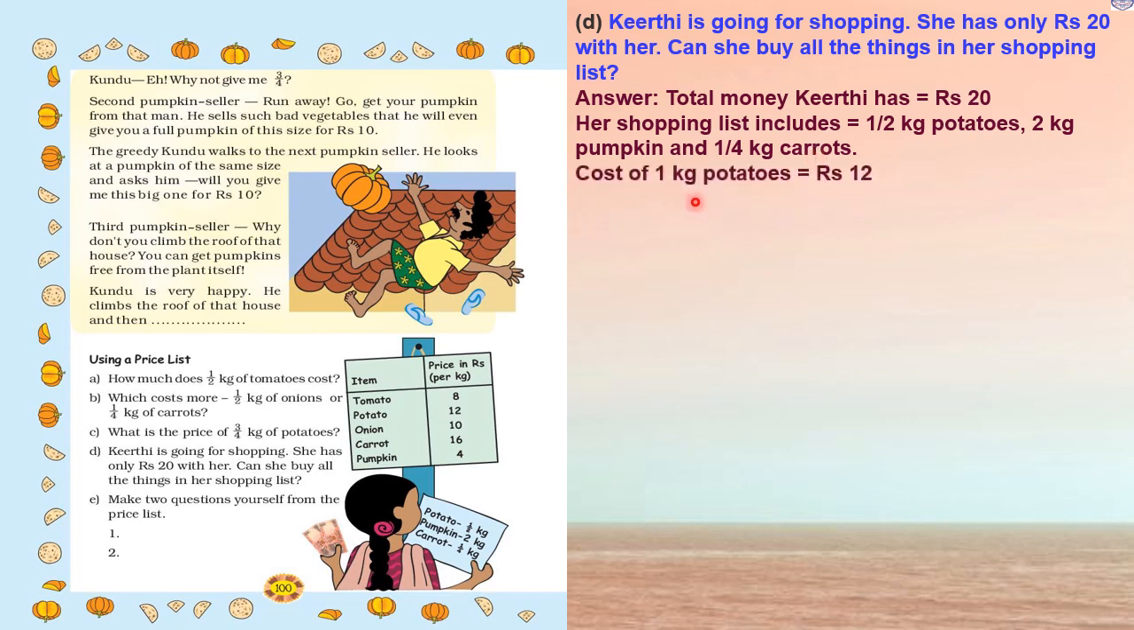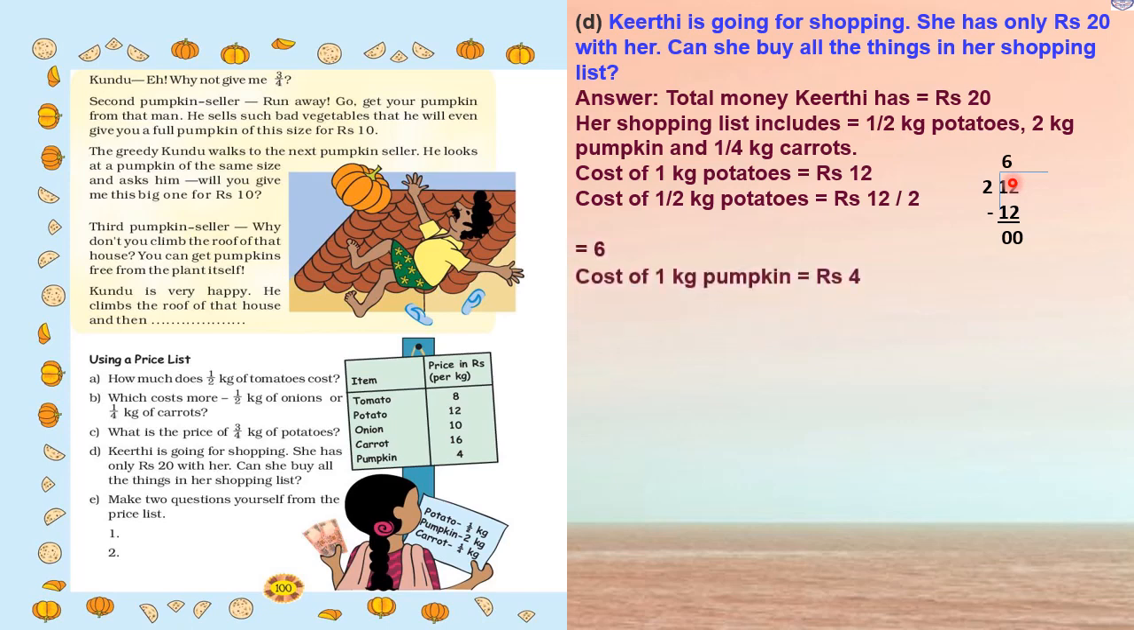The cost of 1 kg of potatoes equals rupees 12. So now we have to find the cost of half kg of potatoes, that is 12 divided by 2. In the 2 table, when 12 comes, 2 sixes are 12. So that is 6 rupees. Now the cost of 1 kg of pumpkin equals rupees 4. She has to buy 2 kg of pumpkin, so we will do 4 multiplied by 2, which is rupees 8. So the cost of 2 kg of pumpkin equals rupees 8.